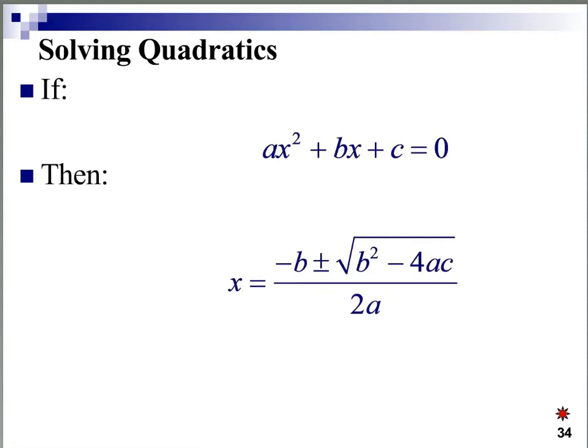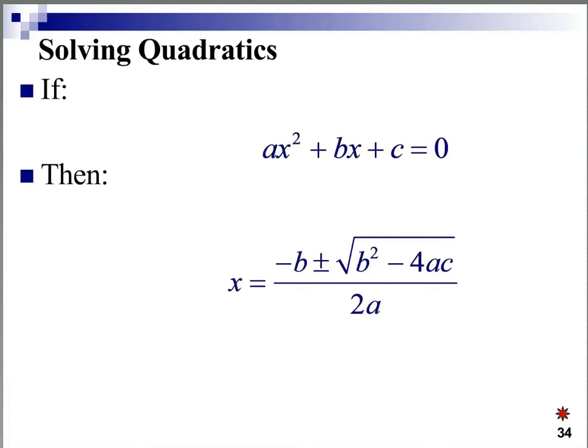But the basic idea is this. If you have a quadratic equation in standard form, which means you must have one side or the other equal to 0, so something like ax squared plus bx plus c equals 0, then the two solutions come from this formula: x is equal to negative b plus or minus this square root, all of that divided by 2 times a, where a, b, and c are the coefficients in front of the x squared, x, and the constant terms.